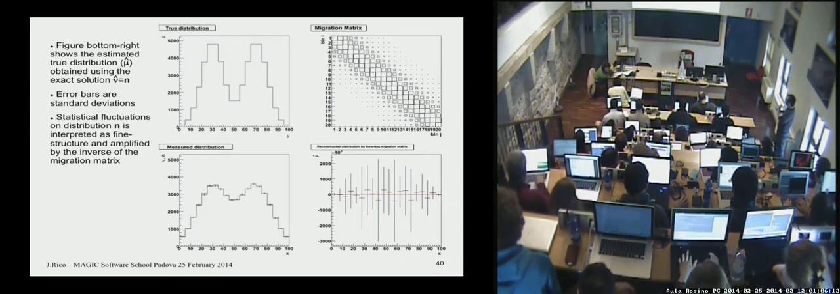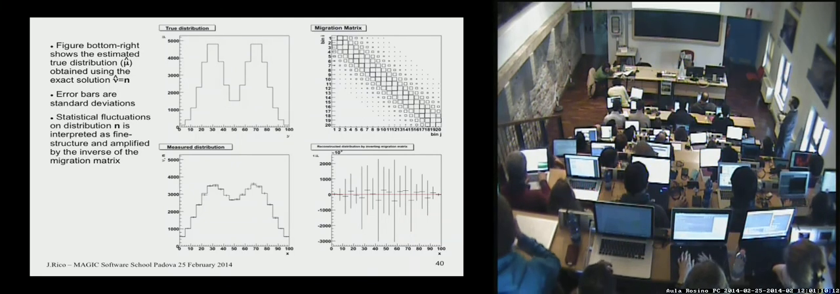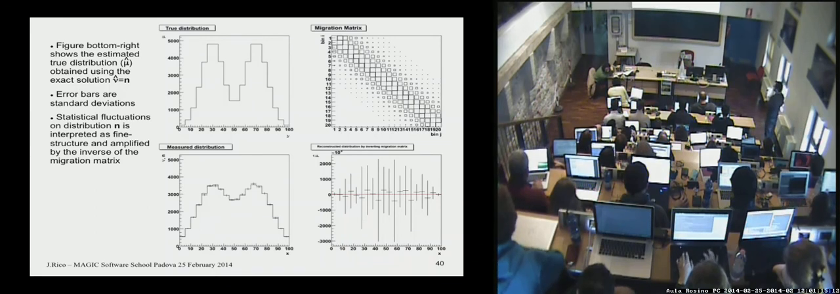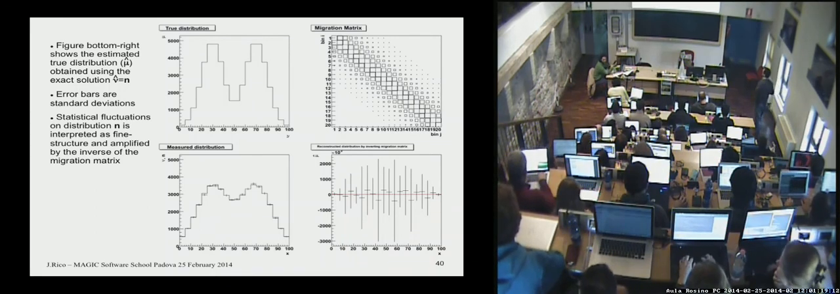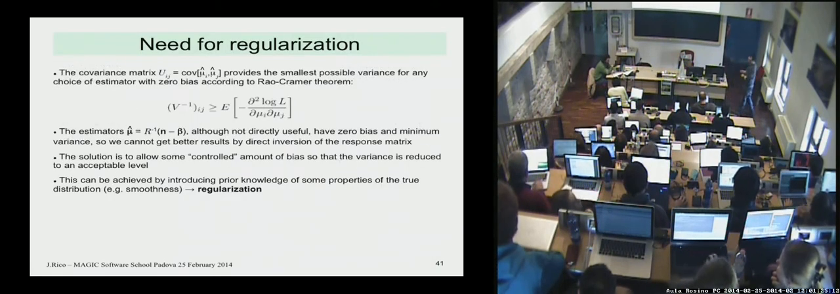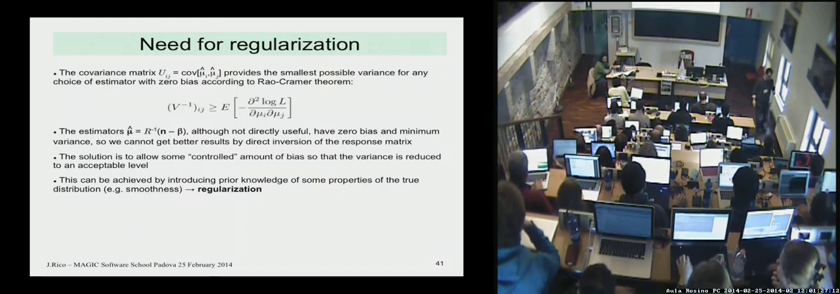But as soon as you include the statistical fluctuations and you do the same operation, you get this kind of solution, which statistically speaking is correct, and it has, in principle, nice statistical properties. But as you can see, we cannot use it to provide a solution to our problem.